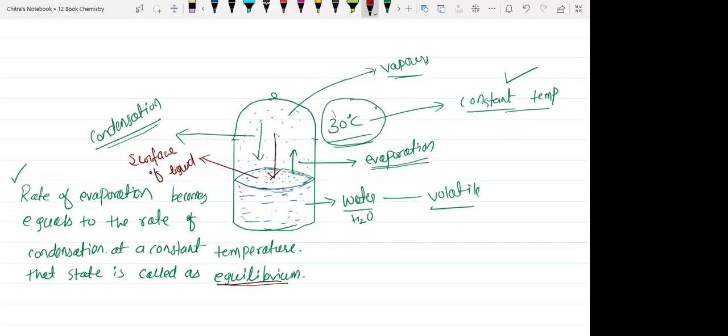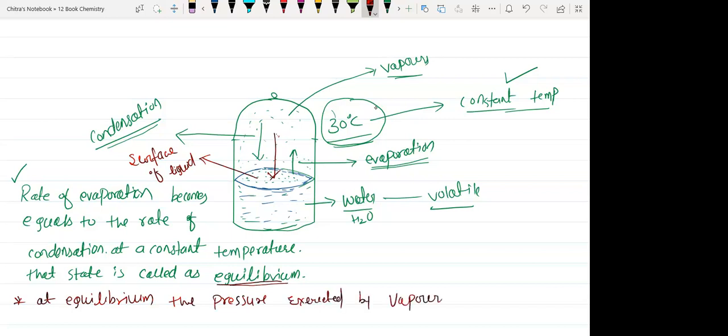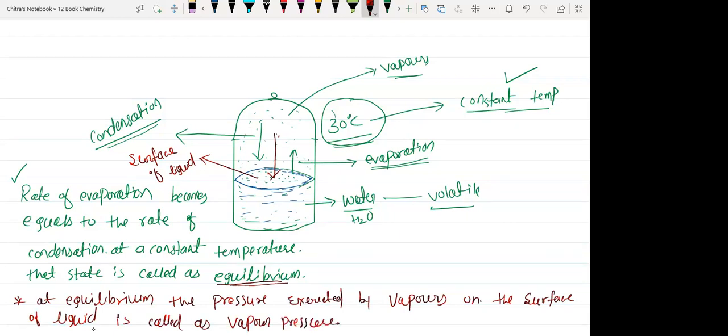So now at equilibrium, the pressure exerted by vapors on the surface of liquid is called vapor pressure. Understood, everyone, what vapor pressure is?